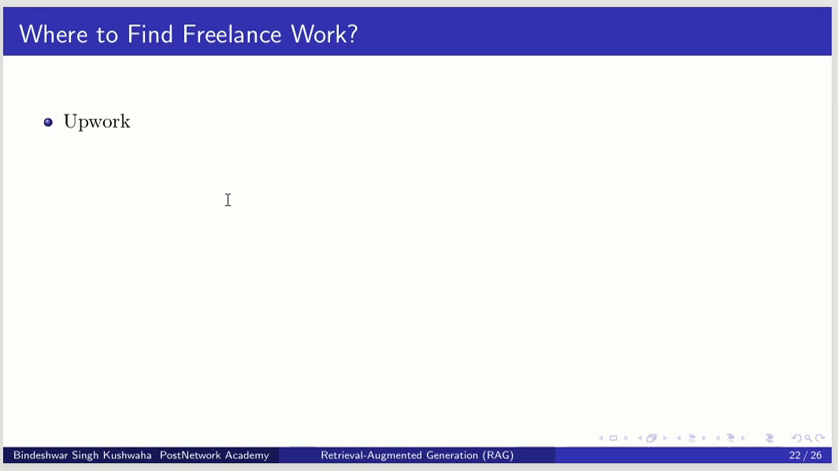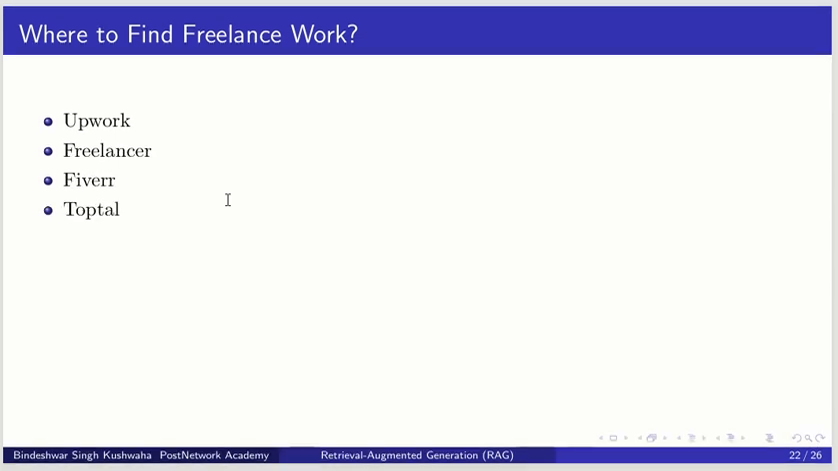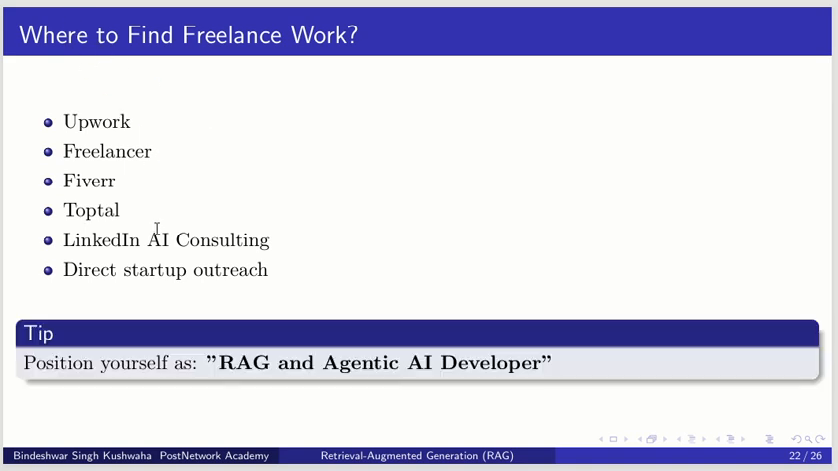Where to find freelance work? So Upwork, Freelancer, Fiverr, Toptal, LinkedIn, AI consulting, you can just try it. But on Upwork and Freelancer you will get the most direct output. So you can position yourself as a RAG and agentic AI developer on Freelancer or anywhere.